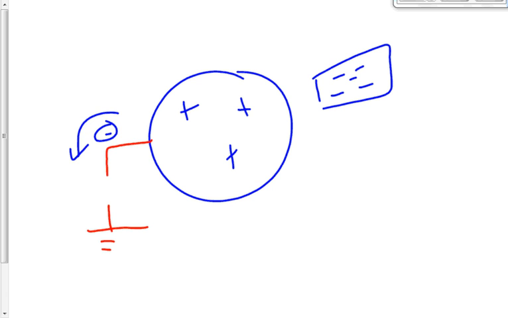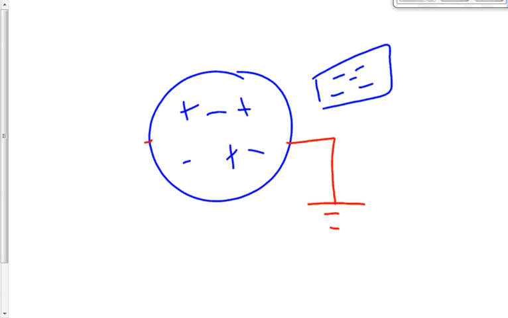What if we change this around just a little bit? What if we take the ground wire off here? Let's add our electrons back in here. And let's add our ground wire over here now, on the right-hand side, close to the negatively charged object. What's going to happen to them now?